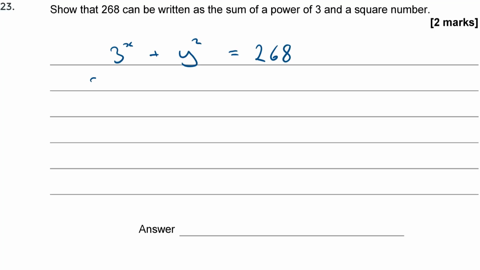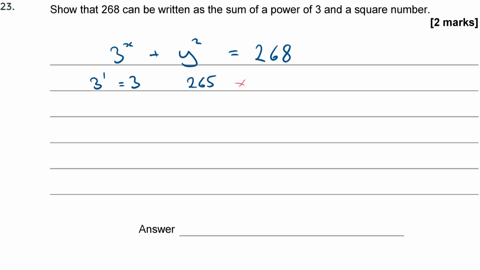So 3 to the power 1 is just 3, isn't it? So what would I have to add on to 3 to get 268? I would have to add on 265, wouldn't I? 265 plus 3 is 268. Is 265 a square number? Not that I know of. I don't think so. So let's try the next one.